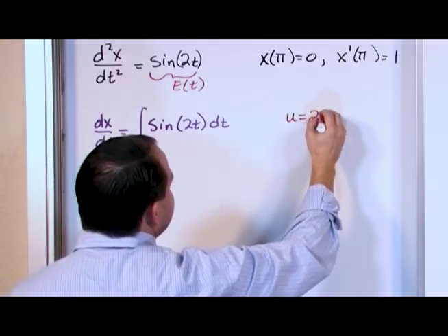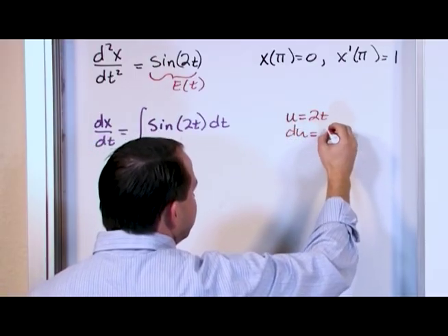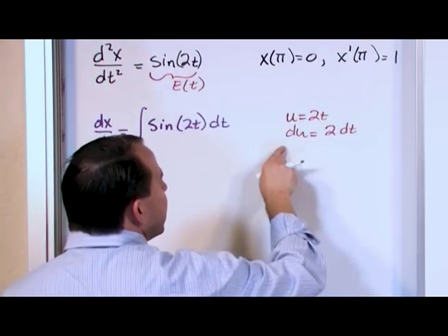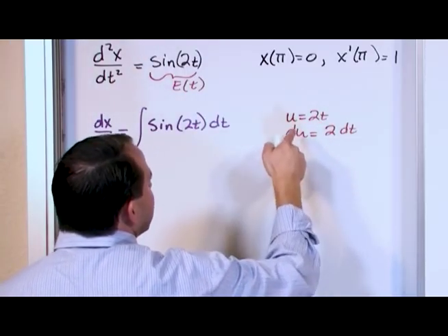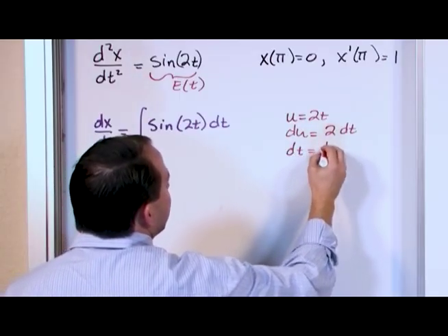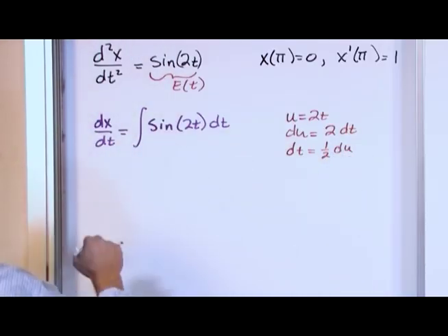So u is equal to 2t, and du is going to be equal to 2 times dt, just taking the derivative of this guy, and then solving this guy for dt, so I'm going to have dt equal to 1/2 du. The reason I want to solve it for dt is because I want to plug it in here.